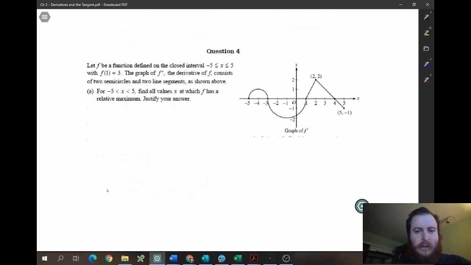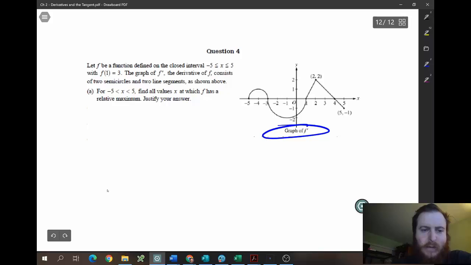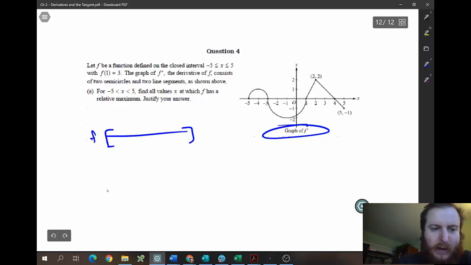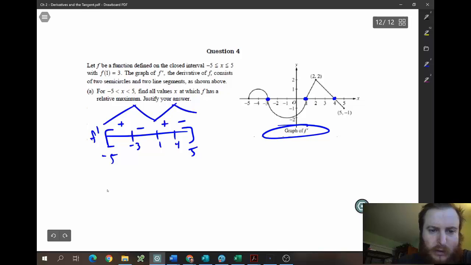Okay, next we're given another graph of f prime, and we want to find our relative maximum. So when we're given a graph of f prime, we can make a number line if we want to. We don't have to. This is from -5 to 5, and so our critical points will be -3, 1, and 4. So our graph was above the axis, below the axis, above the axis, and below the axis. So the maximums are at -3 and 4.